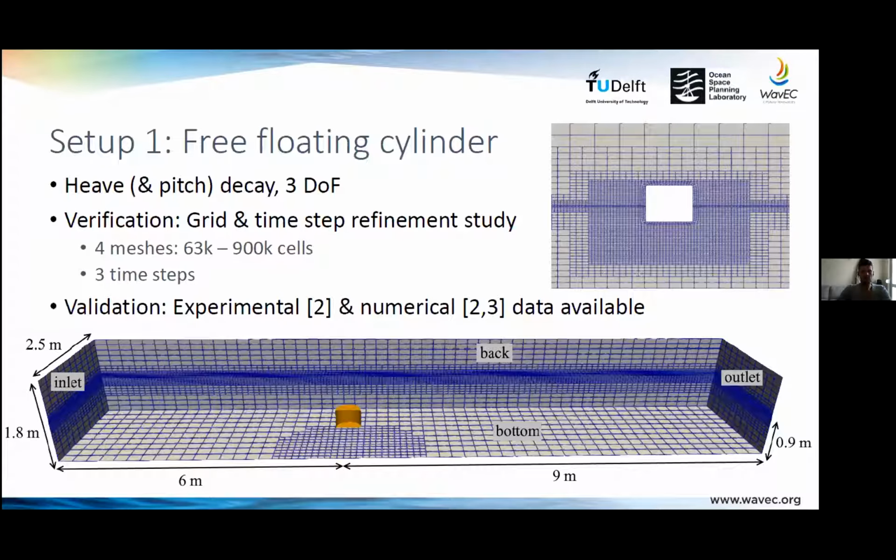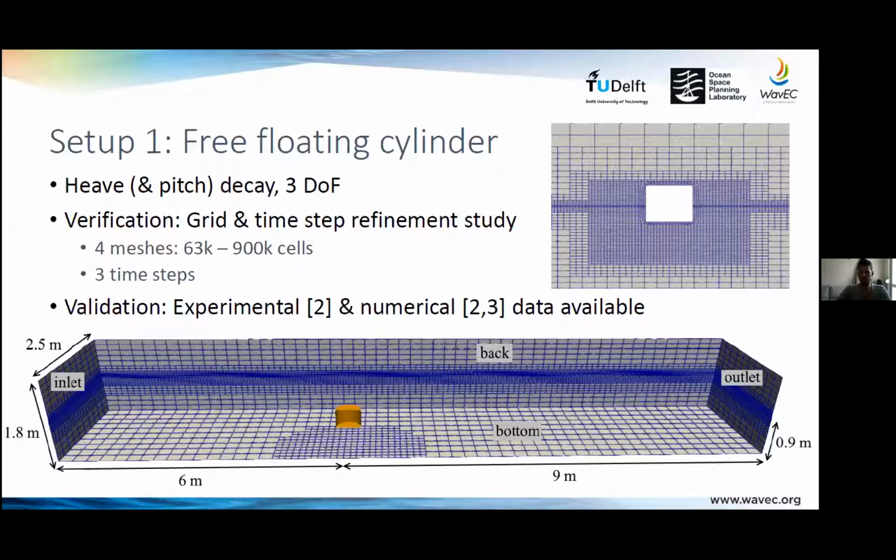But now to see the test case where we applied this grid refinement study on, this is the simple cylinder test case, and on the bottom of the screen you can see the numerical model of it with the cylinder in this rectangular domain, which is actually mimicking the experimental tests in a water tank that we had available, in which the heave and pitch decay for this cylinder were exercised.